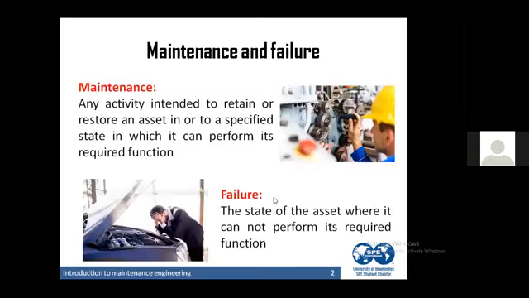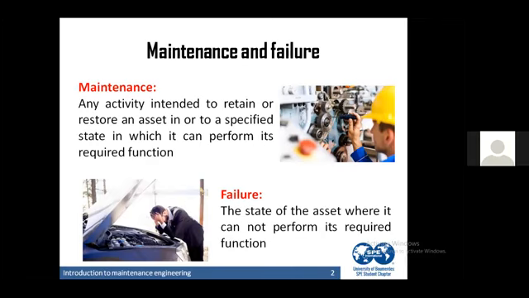The first definition is maintenance. What does maintenance mean? What is its standardized definition? Maintenance is any activity intended to retain or restore. And here I want to stop to say something. Retain, what does it mean?